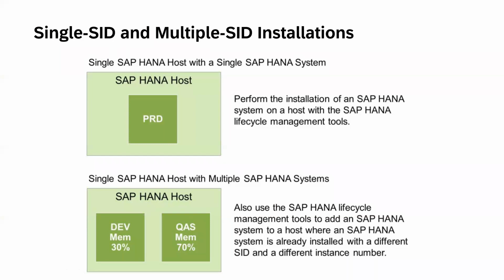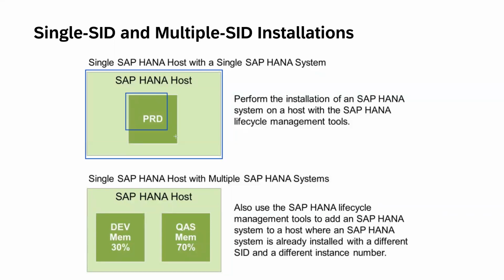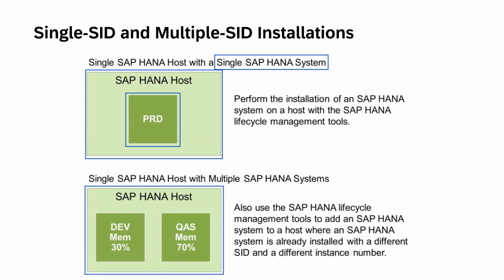In that scenario, for example, this is your system. It can be a physical system or it can be a virtual machine. Now in this system, you can do only one single installation of your SAP HANA. You can do one single HANA installation. That is called a single SAP HANA system. You are installing only one database into one system. That is called a single SID. Now the other option is that you can install multiple SIDs, or multiple HANA installations, into one system.